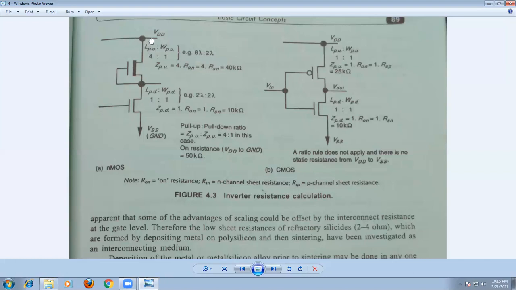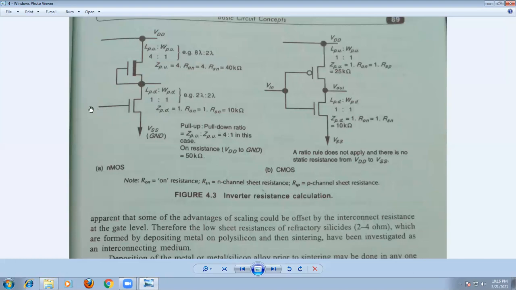Now in this case, first calculate the value of Z pull up. Z pull up is the ratio of length to width, that is L by W, 4/1. So it becomes 4:1, so Z pull up is equal to 4. Then how do we find out the on resistance of the transistor? Remember, because this is NMOS technology, the logic depends on the pull down transistor, and the pull up transistor is always in the on condition.